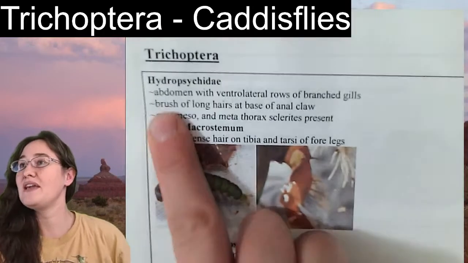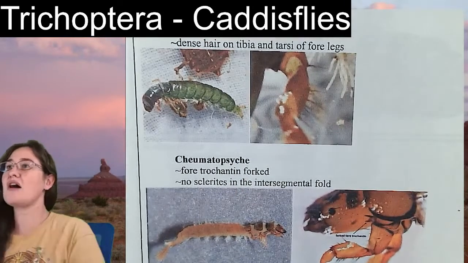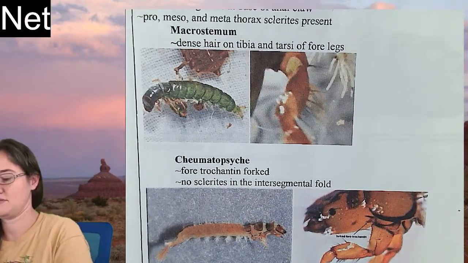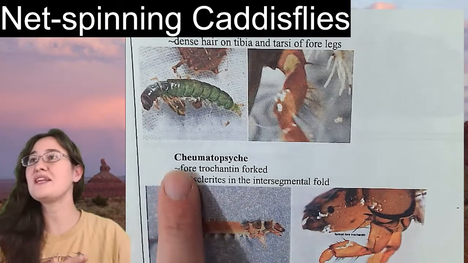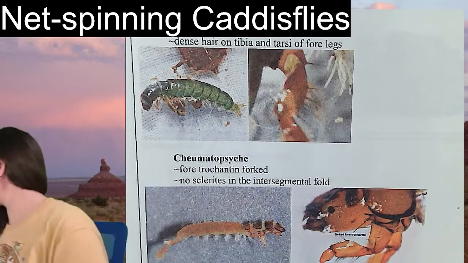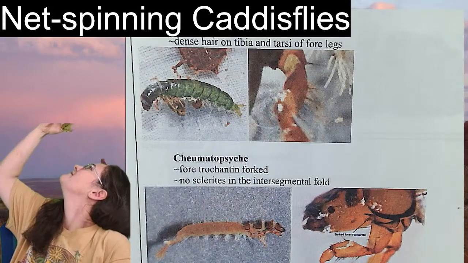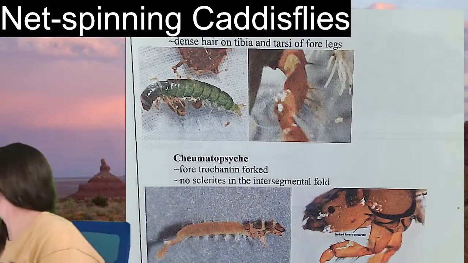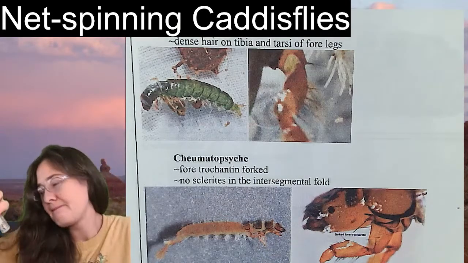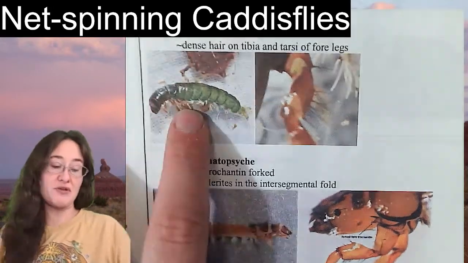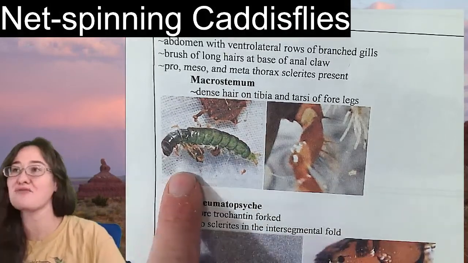So these are what we call the hydropsychids. They don't have a common name. Yes, they do. These are the net-spinning caddisflies. I don't have a specimen of one right now, but a lot of times, at least the common ones that I see are regularly green.